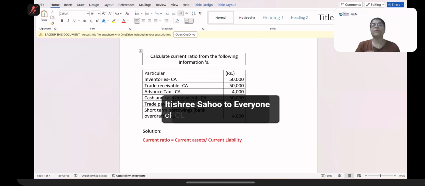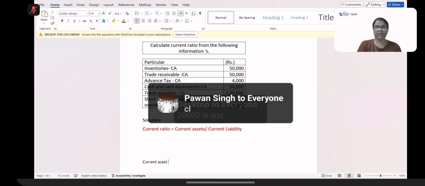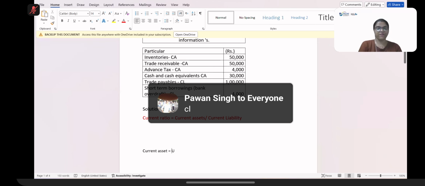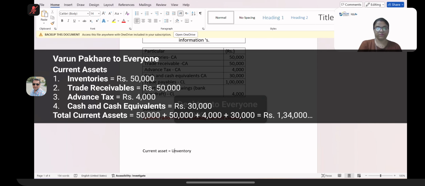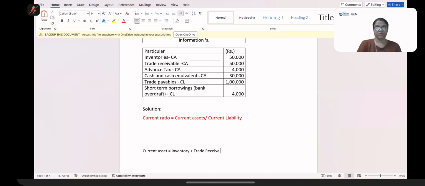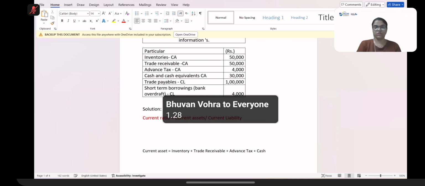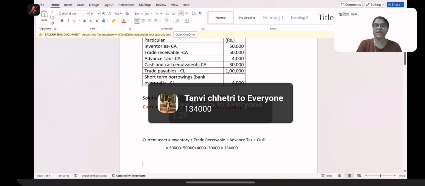Now we have segregated, now we will substitute this in the formula. So firstly we total the current assets so that we can directly substitute the answers. We have inventory plus trade receivable plus advance tax plus cash. So the total comes out to be 50,000 plus 50,000 plus 4,000 plus 30,000, that is 1,34,000 is your current asset. Now same way we will total it for current liability also.